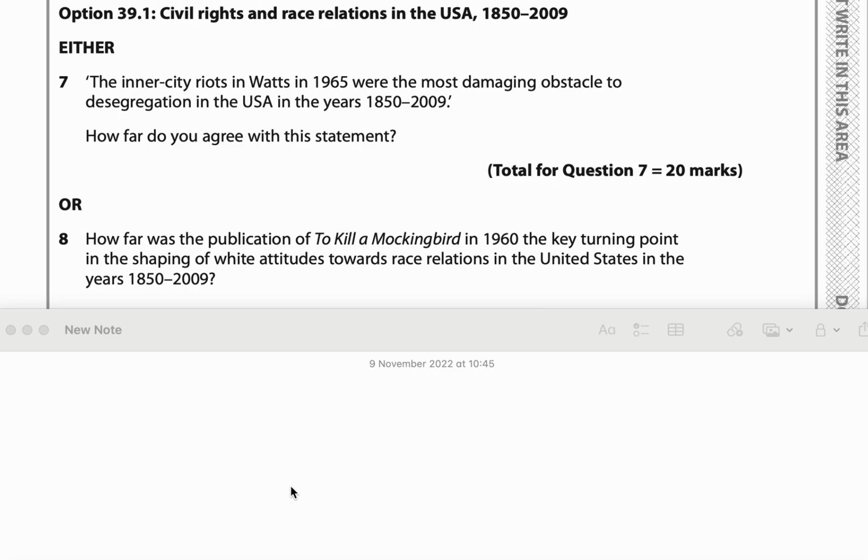So before we get into this, there's a really, really important point that you need to know about section C of paper 3 and these breadth questions. In order to get to level 5, and when examiners are marking these, they will look at this, you need to cover 75% of the period in question. So if we look at the dates here, 1850 to 2009, that's 159 years, okay? So 75% of 159, I've just done this on the calculator, is 119.25, so pretty much 120 years.